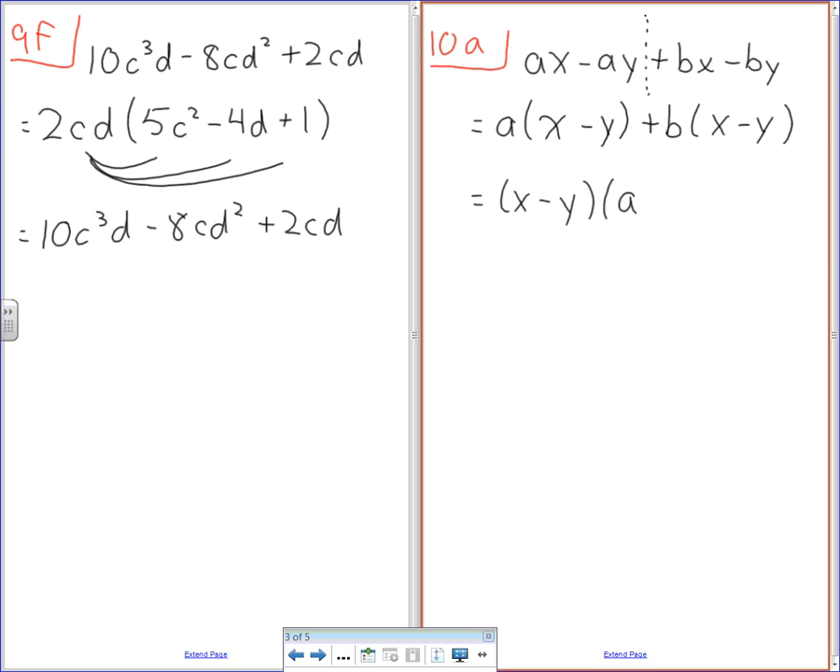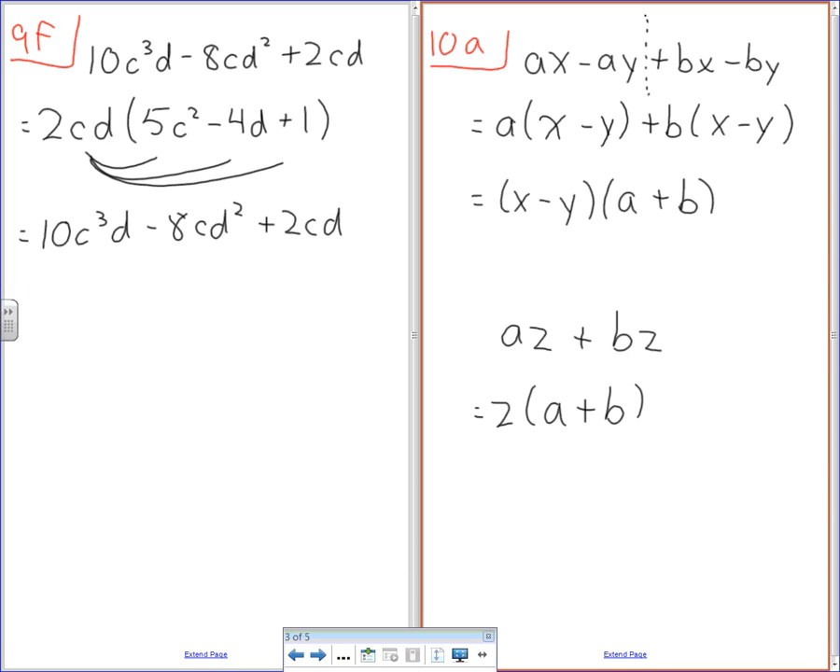Now this freaks people out every year, so I'm going to show you why this works. I didn't have a chance to do this yesterday. Let's pretend we had a times z plus b times z. How would you factor a times z plus b times z? How do you factor az plus bz? Good.